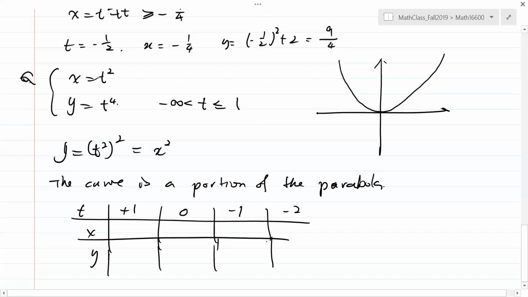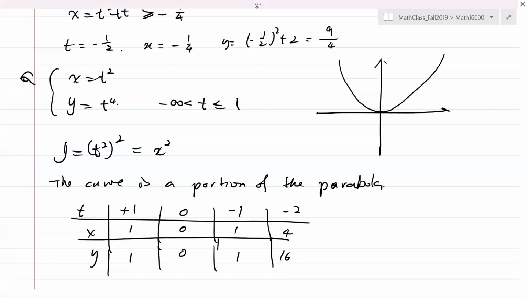Okay, so when t equals 1, x is 1, y is 1. When t equals 0, x is 0, y is 0. When t equals negative 1, both are 1. When t equals negative 2, x is negative 2 and y is 4, 16. Okay, so how does it work?